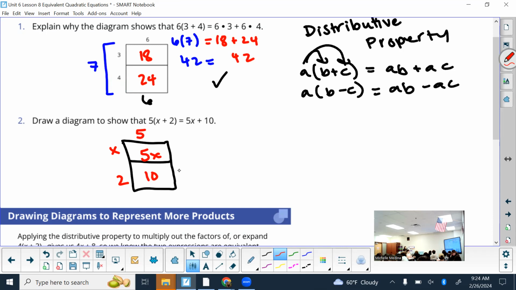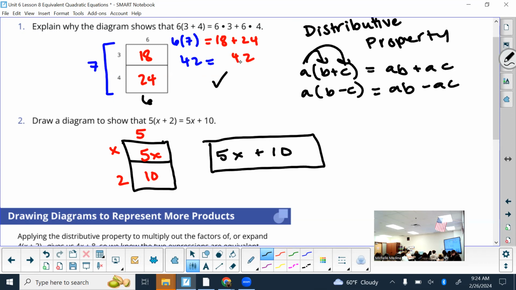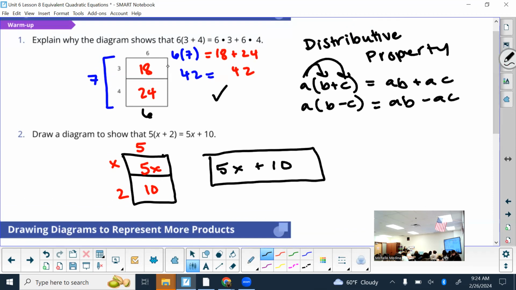And if I want to combine those areas to get the full rectangle area, combine means add, it'd be 5X plus 10. The difference with this one and the one from number 1 is that you can't simplify it to one term, like in number 1, because these are not like terms. So the most I could simplify it to is this 2-term expression. Okay, so questions on how the diagrams work.